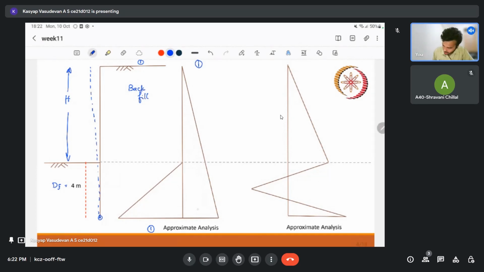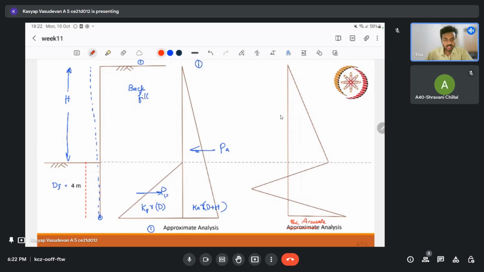So here our thing will be straightforward. It will be Ka gamma (d plus h), and here it will be Kp gamma d. So it's as simple as that. So we have a resistance here, and we have PA and PP. That's all. So passive case and active case. But when it comes to, sorry, this is not approximate. This is exact, accurate.